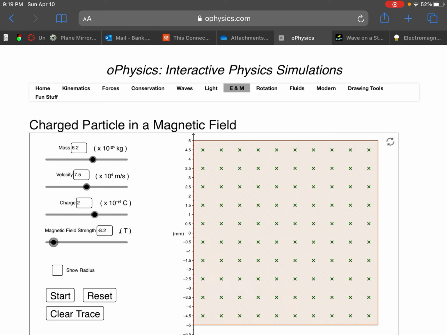All right, if you said to the top of the page or up, you are correct, because when you hold your thumb to the right of the page and your fingers pointing into the page, your palm pushes protons. So if it's a positive particle, your palm is pushing them, and that would be to the top of the page.